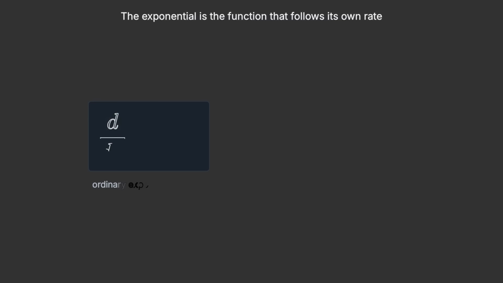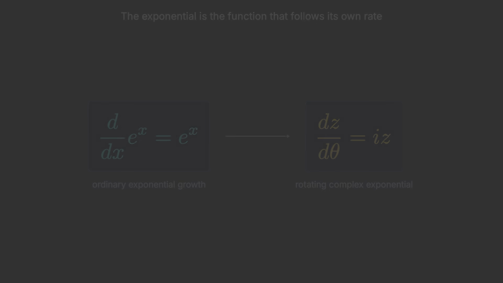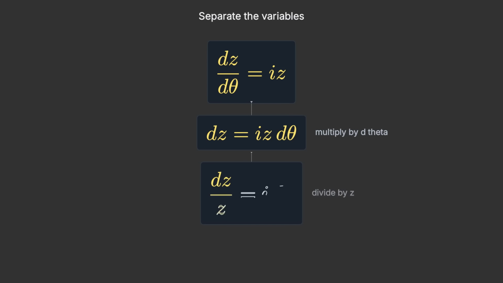Now compare this with the ordinary exponential function. The function e to the x is special because its derivative is itself. Here we have a rotated version of that idea. The derivative of z is i times z. So we solve the differential equation dz over d theta equals iz. First multiply by d theta, then divide by z. This separates the changing vector from the changing angle.